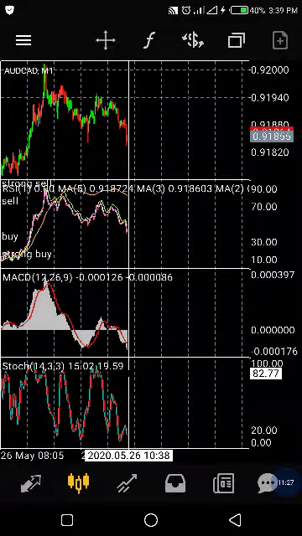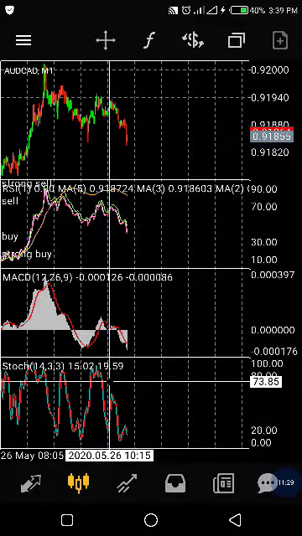All right, plus this indicator. So if you follow these simple rules, all you just have to do is follow the simple rules and you make your profit.